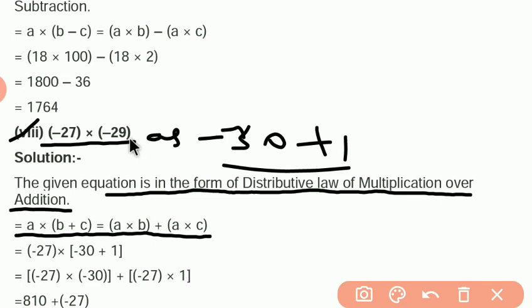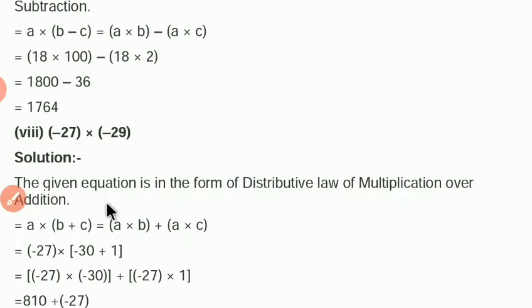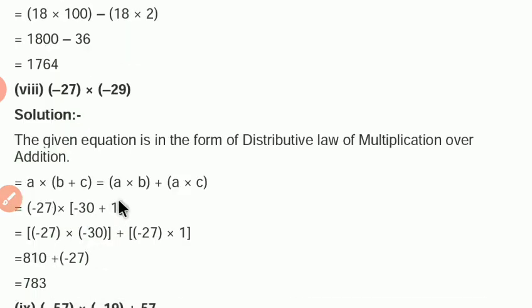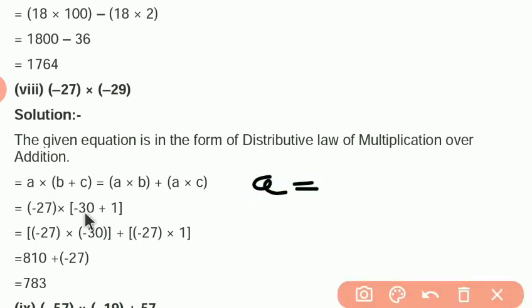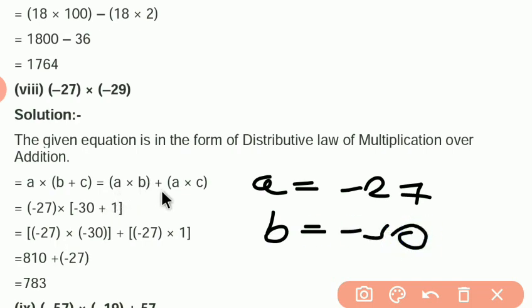But here it is given as minus 29. It means 30, the bigger number, is given as negative with respect to the minus sign. That's why our answer is in minus. So minus 29 we can write in the form of minus 30 plus 1. Now you can see that it is written in the form of A into B plus C. Now we'll compare the value. A is minus 27, B is minus 30 and C is 1. Now we'll put this value in A into B plus A into C.